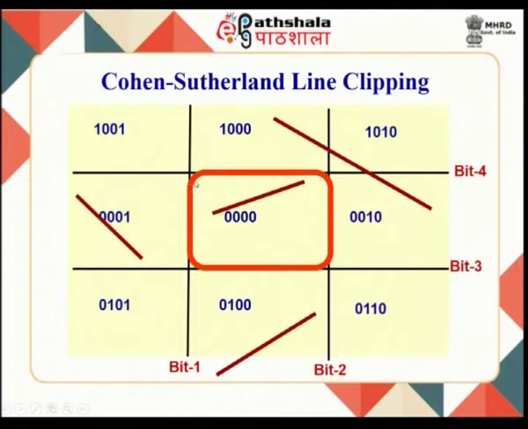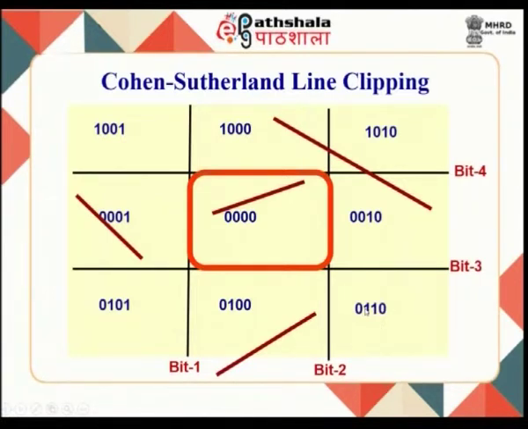So, the zone with the region code 1000 is on top of the central window region, the top zone. 0100 is the region code for the bottom zone, 0010 is the region code for the right zone, and 0001 is the region code for the left zone. So, 4 zones are identified. Now, 4 more zones are to be identified. The zone on the top right corner is given the region code 1010. The zone on the bottom right corner is given the region code 0110. So, how did we give the region codes?